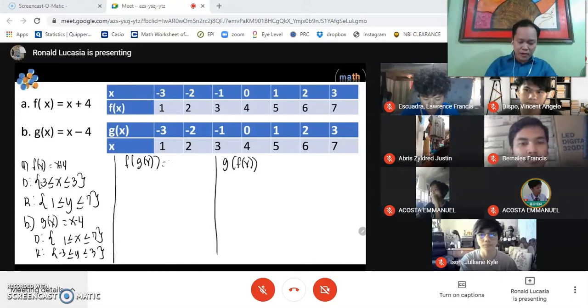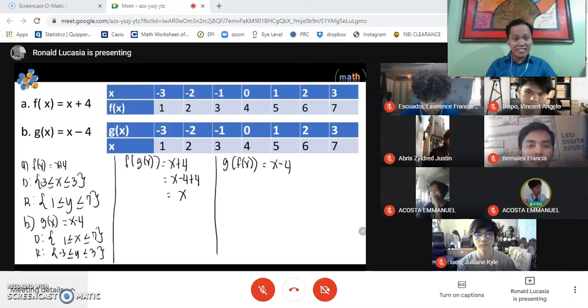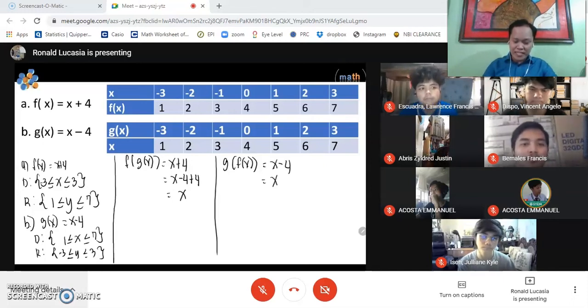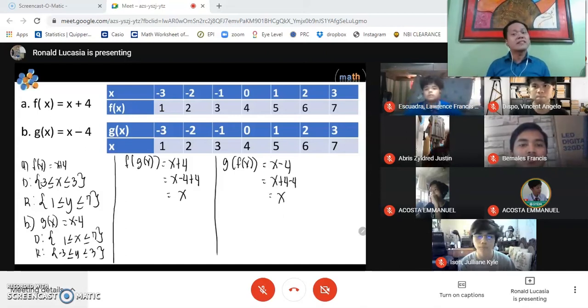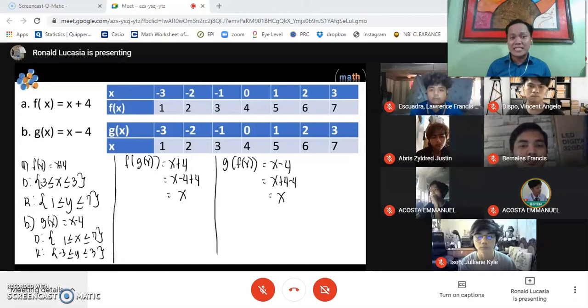For the first one, we have x plus 4, and our g of x is x minus 4. So this will be x minus 4 plus 4, and f of g of x is equal to x. The second part, this will be x minus 4, and f of x is x plus 4. This is x plus 4 minus 4, so we have now x. So when we evaluate f of g of x and g of f of x, the result is x.